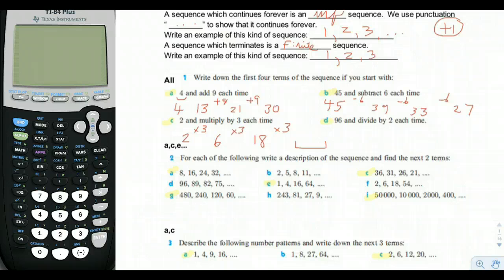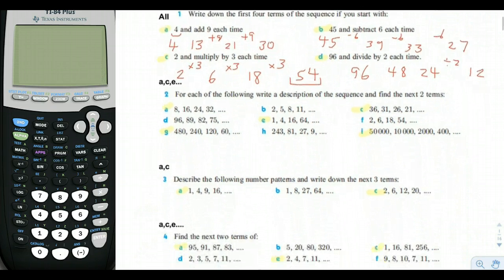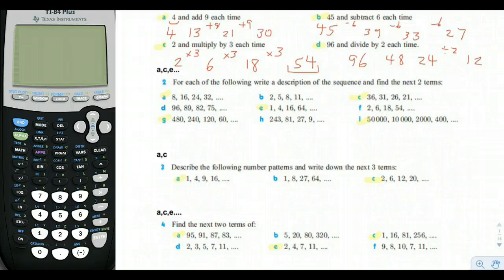Now I'm going to have to use a calculator to do this one. 54. Okay. 96 divided by 2 each time. So 96 divided by 2 is 48. 48 divided by 2 is 24. 24 divided by 2 is 12. Okay? Alright, moving on. For each of the following, write a description of the sequence and find the next 2 terms.